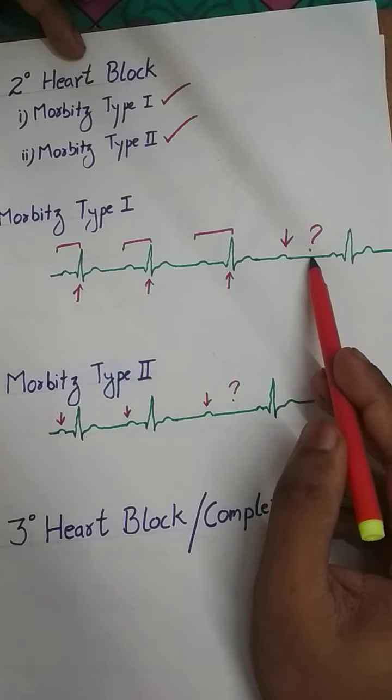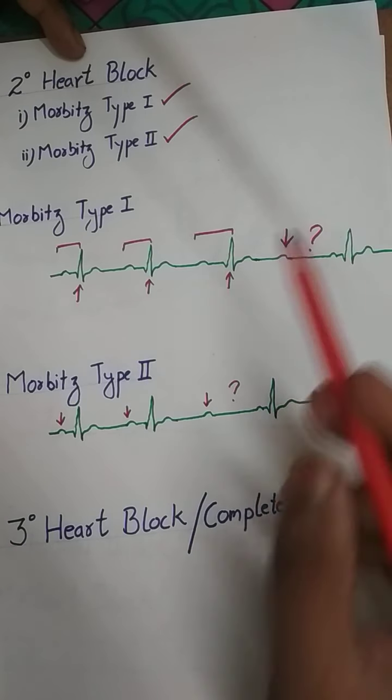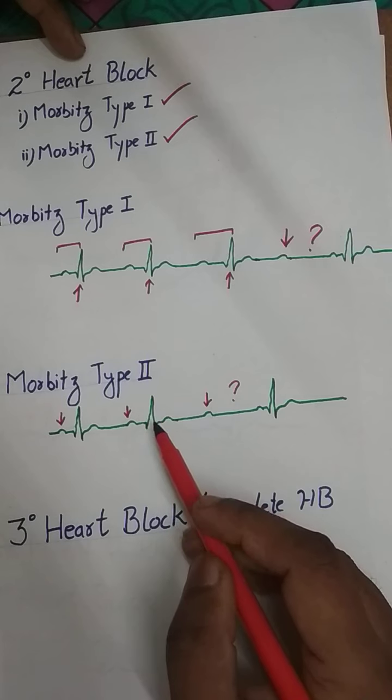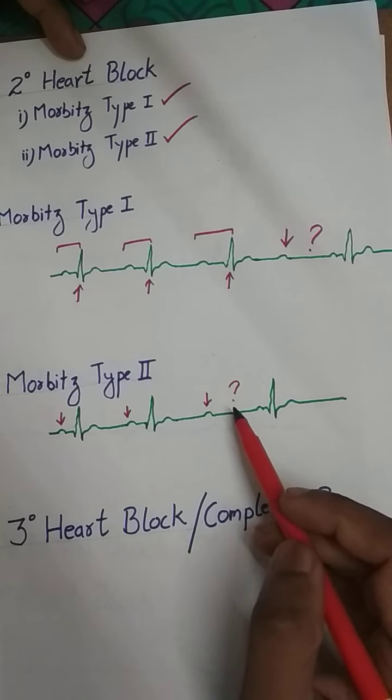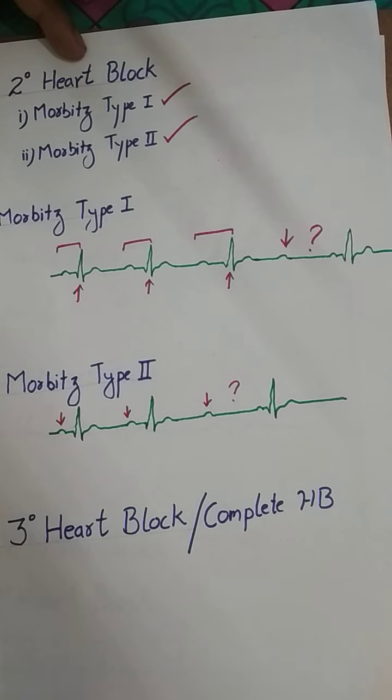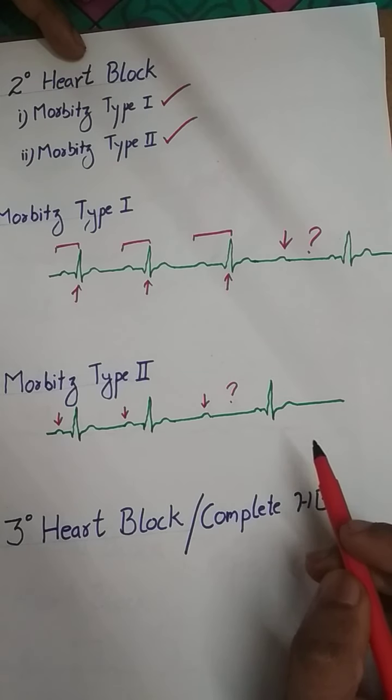Eventually there would be a P wave that is not followed by a QRS complex. But whereas in Mobitz type 2, there would be a P wave followed by a QRS complex, but suddenly there would be a P wave that will not be followed by a QRS complex. So that's the difference between Mobitz type 1 and Mobitz type 2.